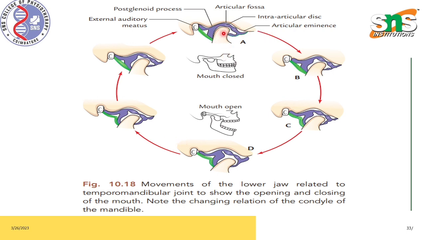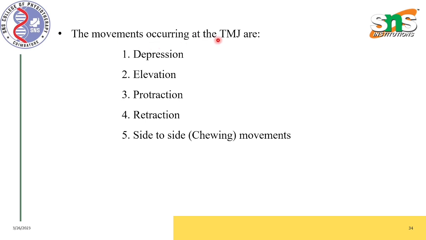So during mouth close, you can see here the articular eminence, and the condyle or the head of the mandible is within the articular fossa. So if you are tending to open your mouth, you can see here there is an anterior movement of the articular disc as well as your head of the mandible in comparison with your mouth closed position. So the movements occurring at the temporomandibular joints are depression, elevation, protraction, retraction, and side to side or chewing movements.